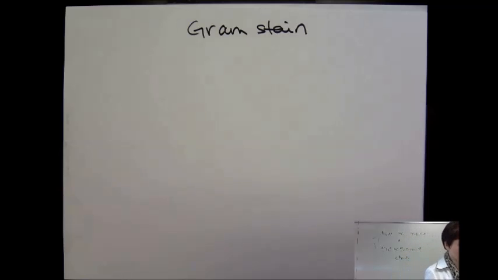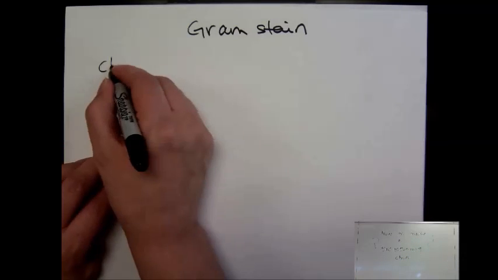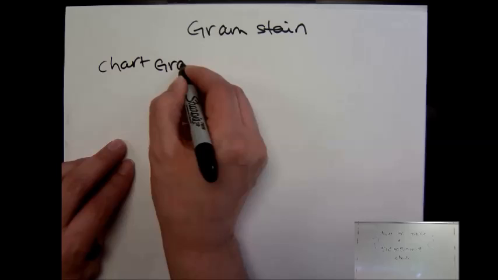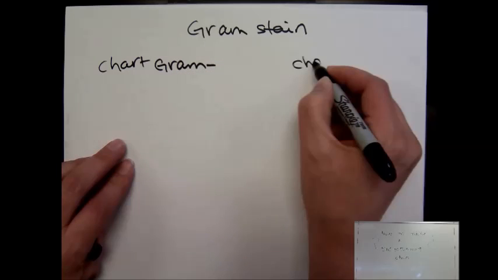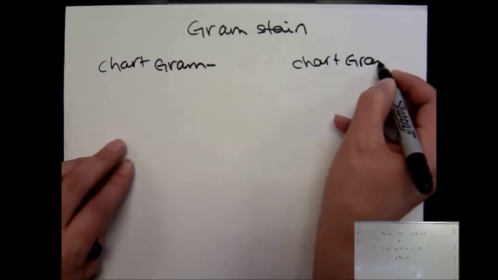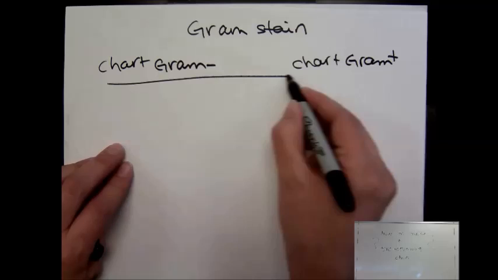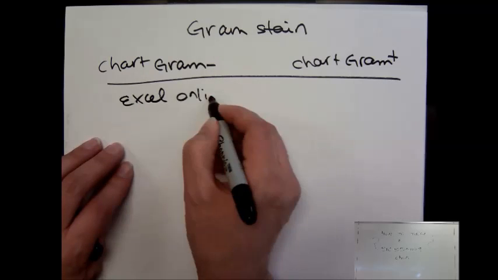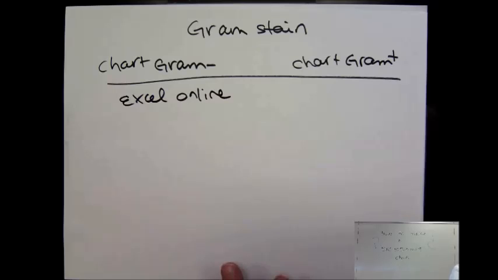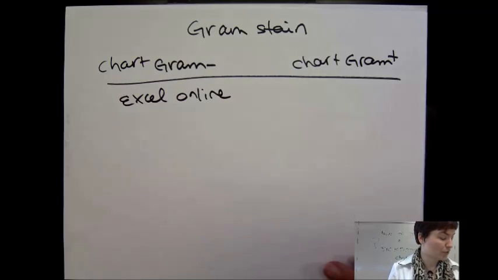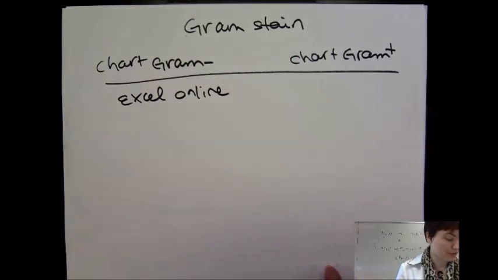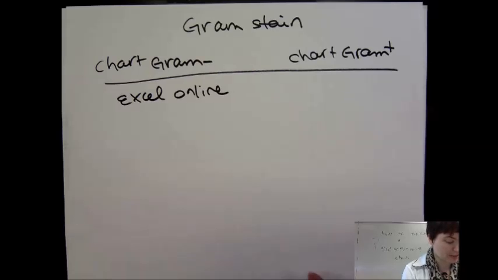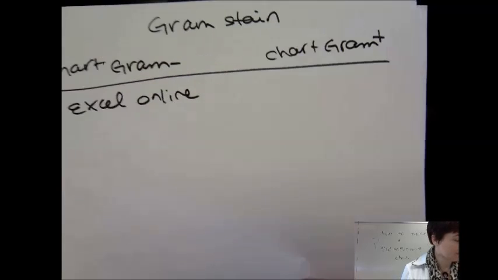So you need a chart for the gram-negatives, and you need a chart for the gram-positives. As I said before, where you get the information you need is from the Excel spreadsheets online. Once you've done your gram stain, you're going to choose one of these charts, which means you're not going to put the gram stain in your chart. We're going to start off with the assumption that we know what it is.